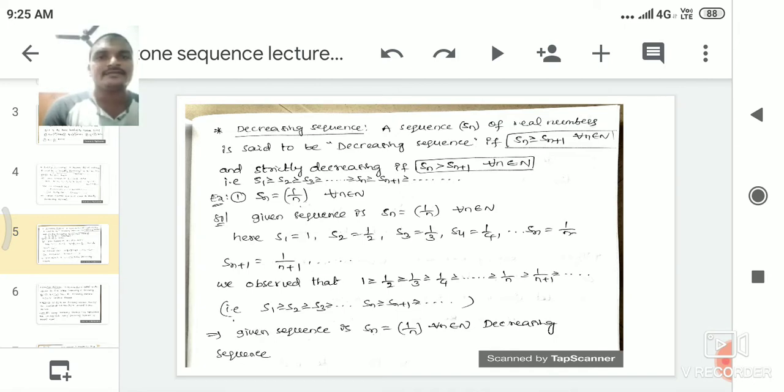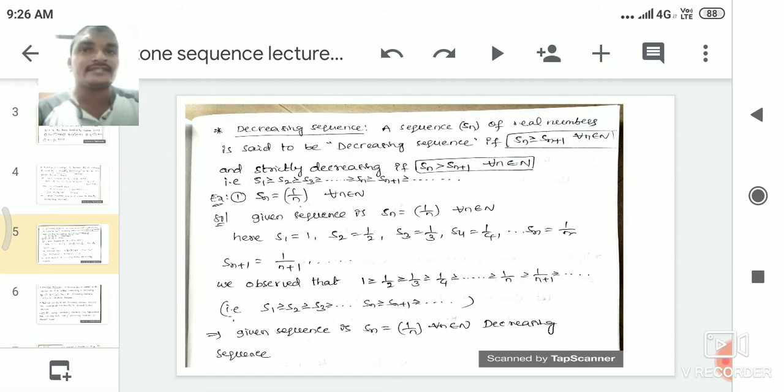Here Sn is equal to 1 by n for all n belongs to N. Given sequence is Sn is equal to 1 by n. Here we write the terms of the sequence. That is, the first term of the sequence is S1 is equal to 1. So one more point is there here.